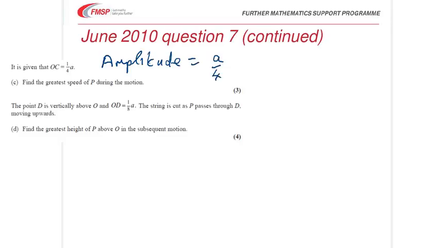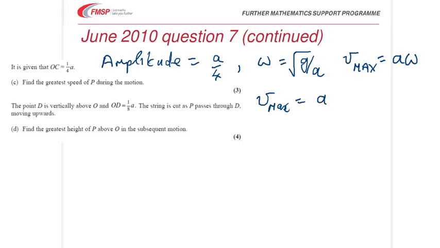And the other thing that we know from the previous screen is that omega is root g over a. So now it should be easy if you know your SHM equations. Vmax, the greatest speed, is a omega, and it occurs at the center of the SHM. So Vmax, in this case, is a over 4 times root g over a, or we can write that as a quarter root ga. That's part C.